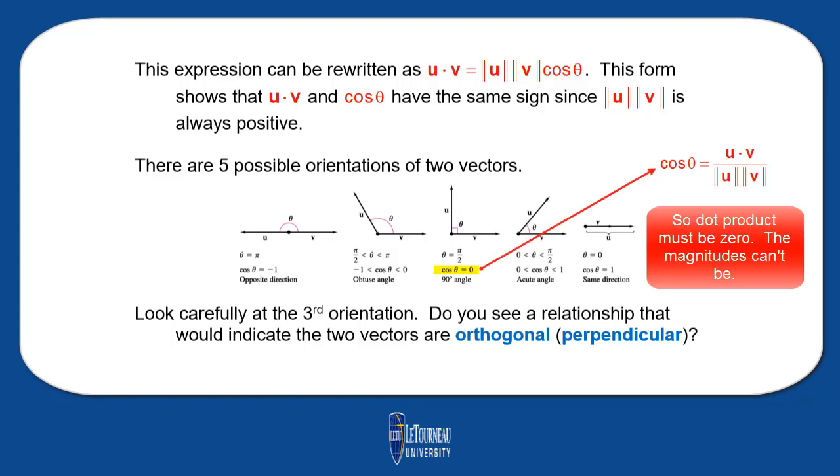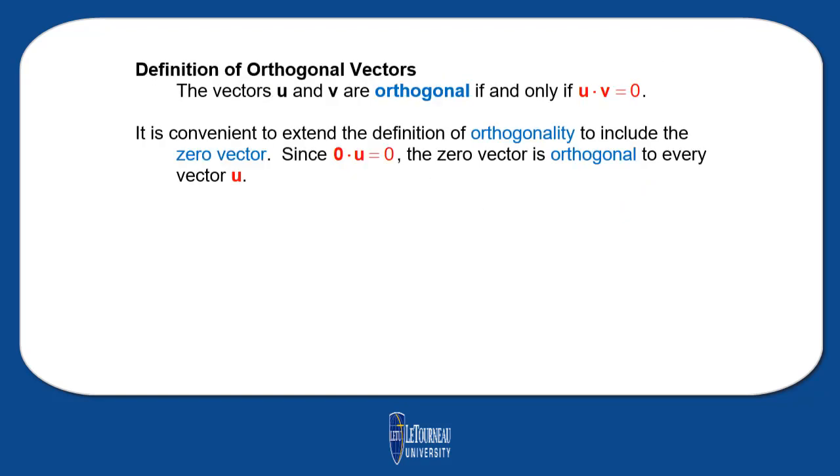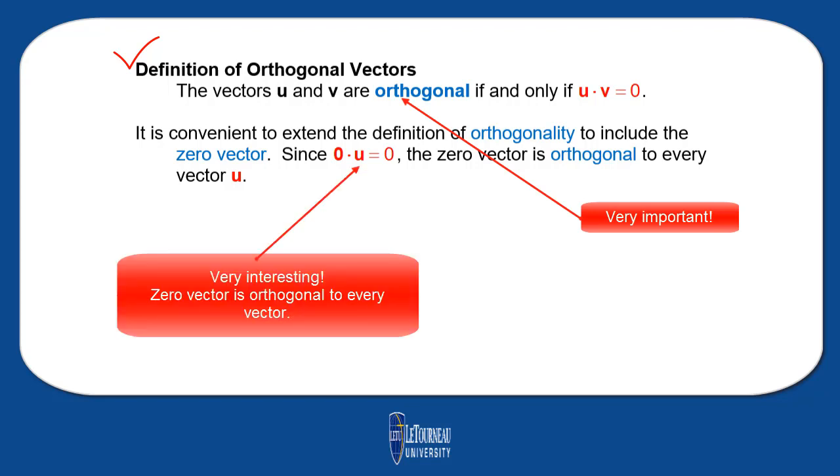Do you notice here that to have a 90-degree angle, the dot product must be 0? Look at the third orientation. They are known as orthogonal vectors. The vectors u and v are orthogonal if and only if the dot product is 0. It is convenient to extend the definition of orthogonal to include the 0 vector.